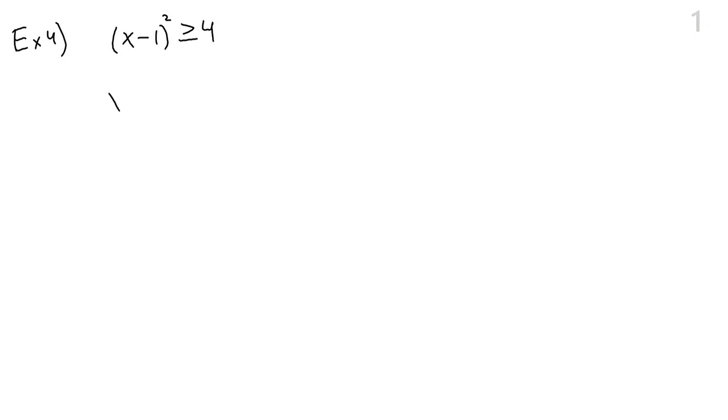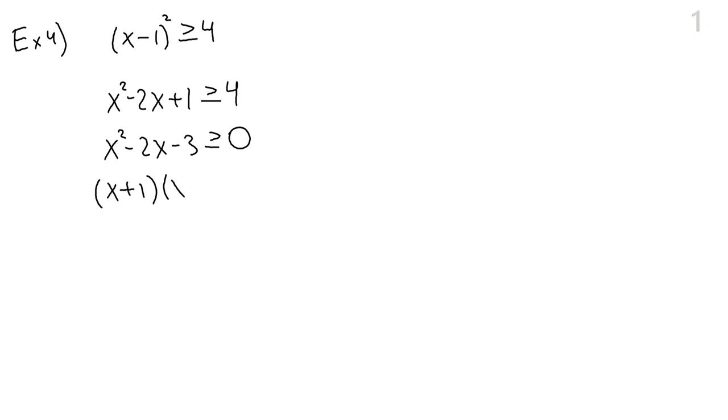So what we do is we FOIL this out: x squared minus 2x plus 1, which is greater than or equal to 4. Subtract 4 from both sides, and we get x squared minus 2x minus 3 greater than or equal to 0. Just as before, we factor into (x plus 1)(x minus 3) greater than or equal to 0. And the potential partition points where this can change sign are negative 1 and 3.